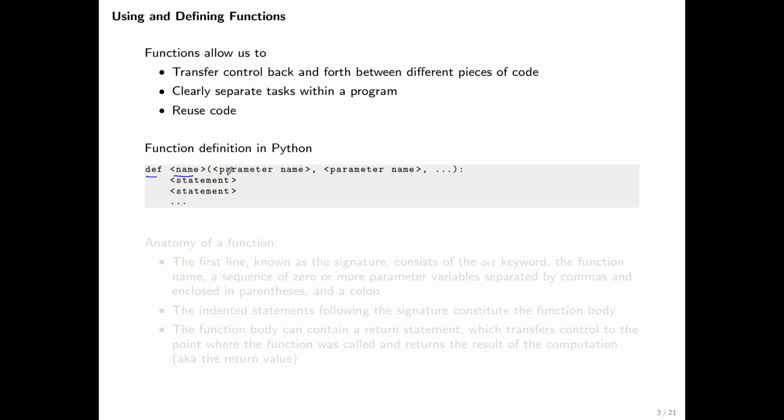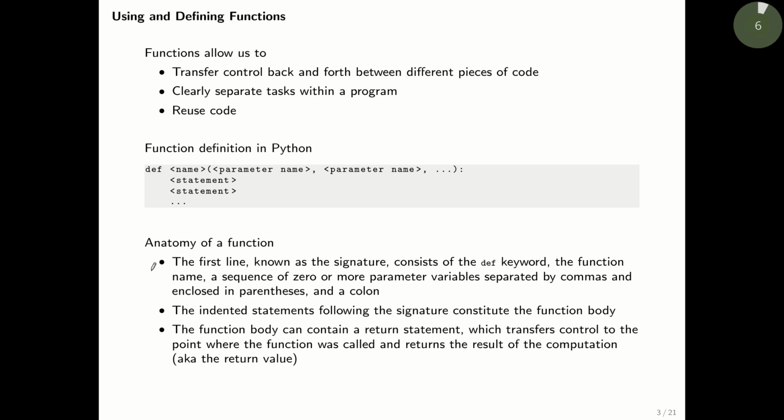All right? So let's look at the anatomy of a function in some detail. So the first line that you have in a function definition is what we call the signature of the function. And it consists of the def keyword, the name of the function, and a sequence of 0 or more parameter values separated by commas and enclosed in parentheses, and a colon. Okay, that's the first line. And then you have indented statements which make up the body of the function.